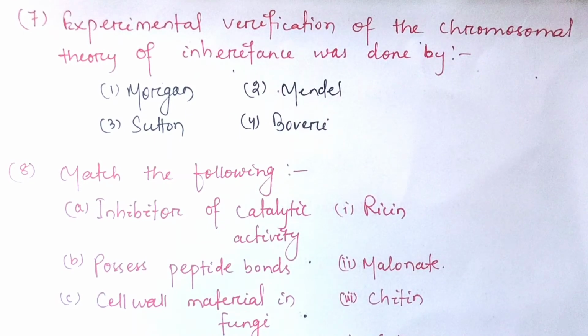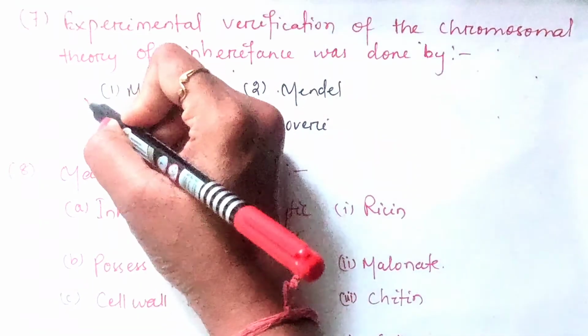Then question number 7. Experimental verification of the chromosomal theory of inheritance was done by option 1 Morgan, option 2 Mendel, option 3 Sutton and option 4 Boveri. The correct answer is Morgan.